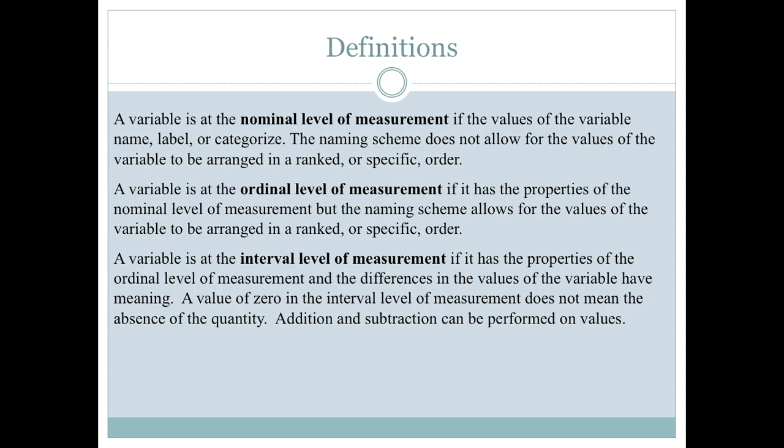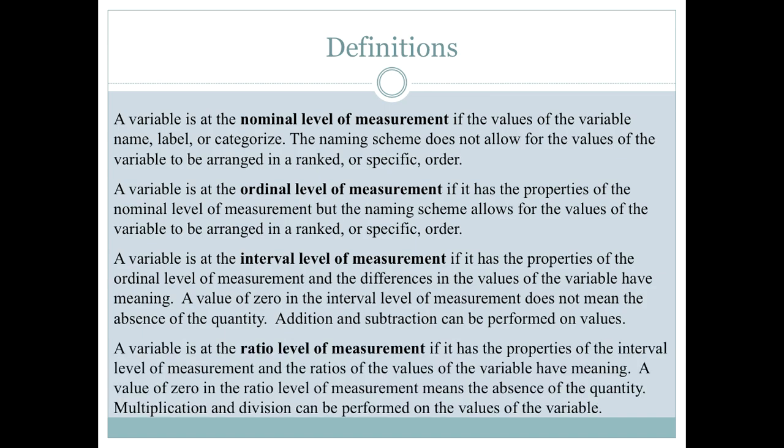Now with interval, we have something where the difference in the values have some kind of meaning. Now a value of 0 in the interval level of measurement does not mean the absence of quantity. Now addition and subtraction can be meaningfully performed on values in this particular category. And then ratio is the last one, and it has the same properties of interval, but also the ratios of the values have some kind of meaning. A value of 0 means the absence of quantity. So basically for ratio, 0 equals 0. It means that there's actually nothing. And multiplication and division can be performed on these values.